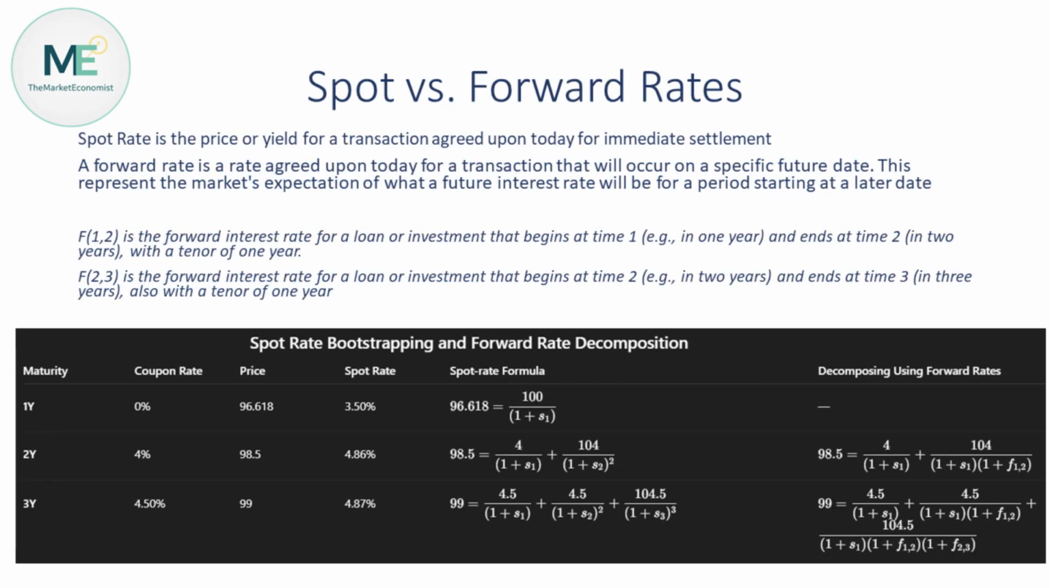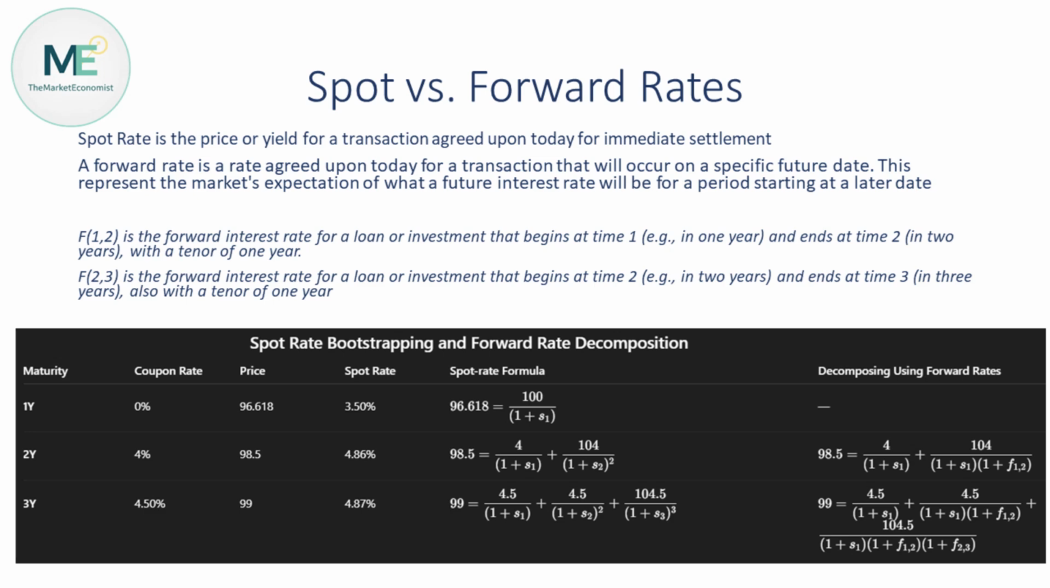Now we will look at spot rate versus forward rates. A spot rate is the price or yield for a transaction agreed upon today for immediate settlement, whereas a forward rate is a rate agreed upon today for a transaction that will occur on a specific future date. This represents the market's expectation of what a future interest rate will be for a period starting at a later date. So spot rates discount directly to today, whereas forward rates decompose the same discounting into sequential 1 year expectations. For convention, here we'll look at an example.